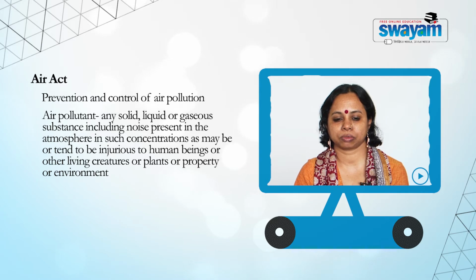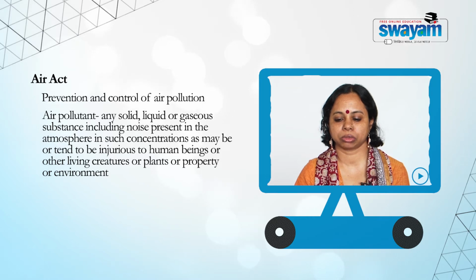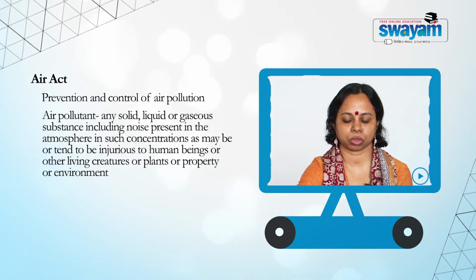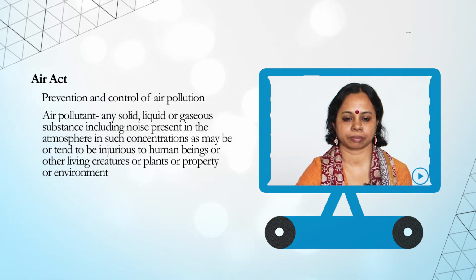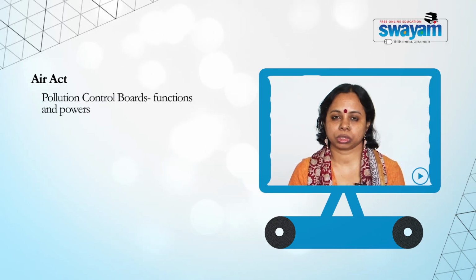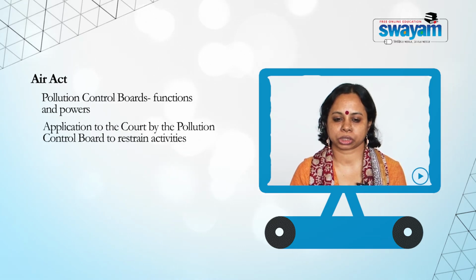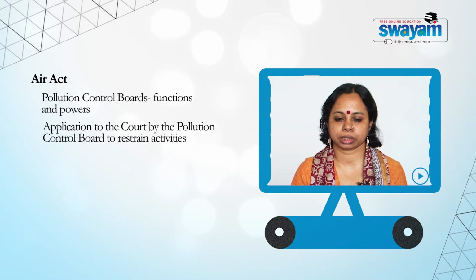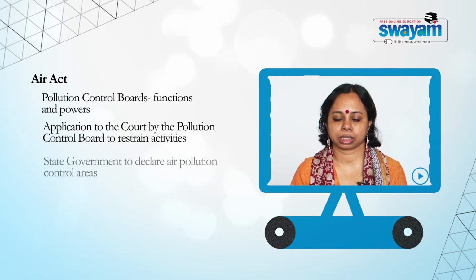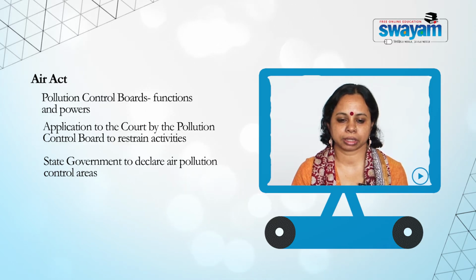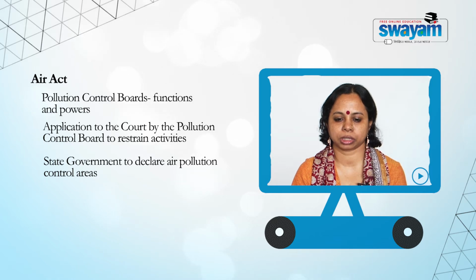One can see that it involves all substances which could contribute to air pollution, including noise. So, what amounts to noise pollution, there are separate rules which are provided under the Act. Now, again there are pollution control boards which have been vested with the powers, and at times the pollution control boards could actually apply to the court to restrain certain activities. And the state government has the power to declare air pollution control areas, and there are examples like in the case of West Bengal, the whole of West Bengal has been declared as an air pollution control area.